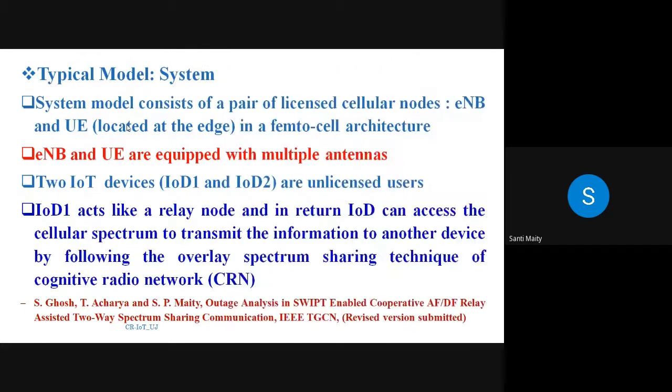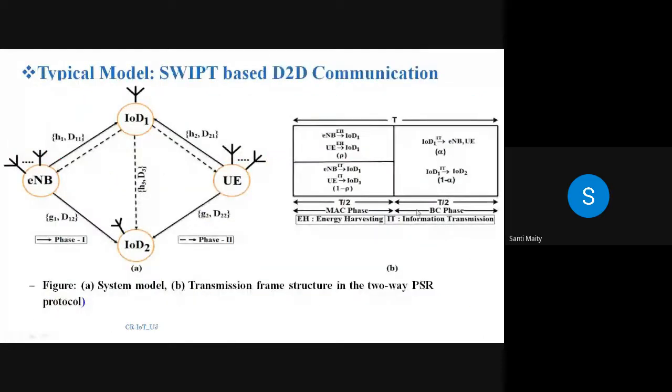So what I'm going to show here is that the system model consists of a pair of licensed cellular nodes located at the edge of a femtocell architecture, a heterogeneous network architecture. These are equipped with multiple antennas. IoT devices are unlicensed users that act like relay nodes. And in return, the IoT devices can access the cellular spectrum to transmit information to another device following the overlay spectrum sharing technique. Why overlay? Because it is cooperative.